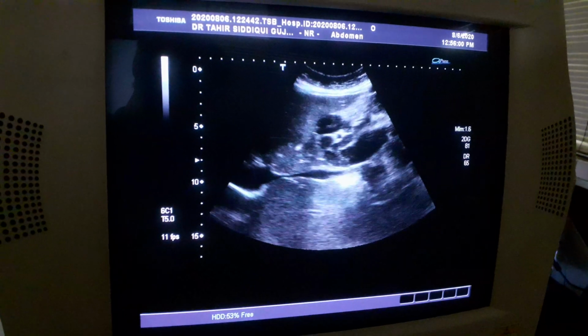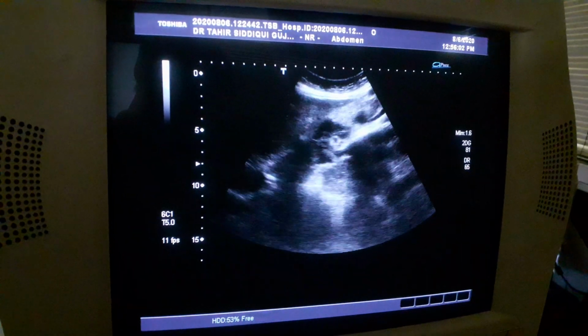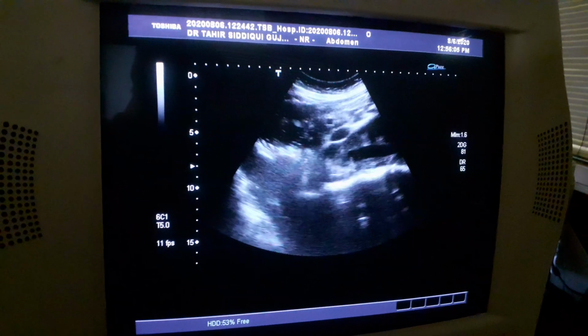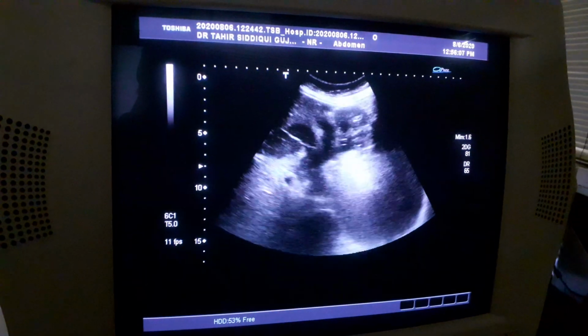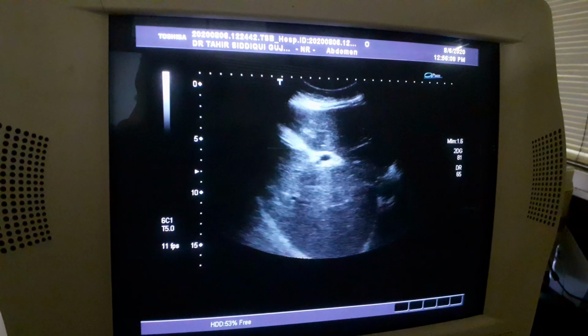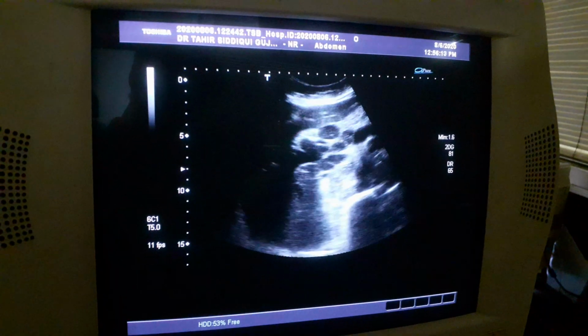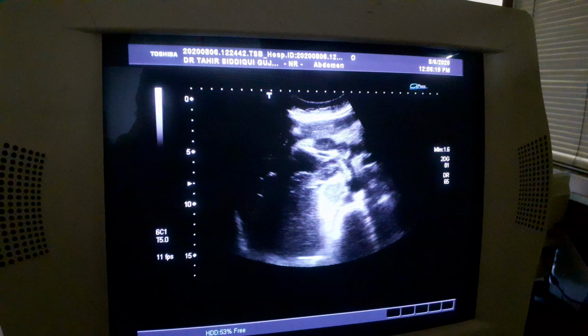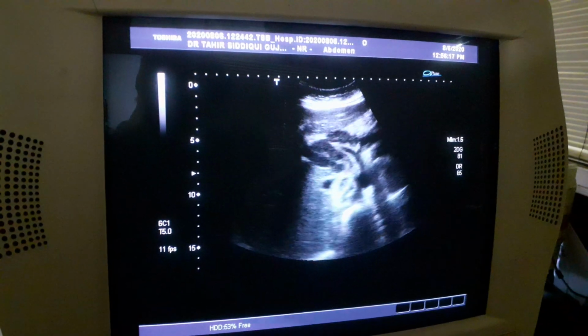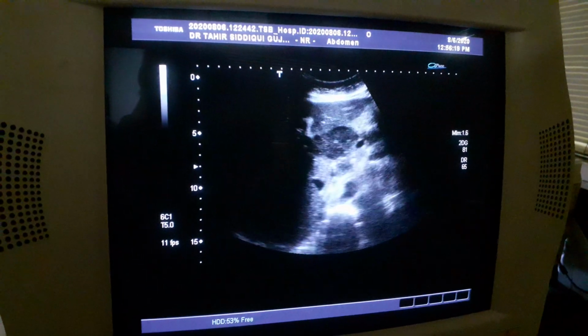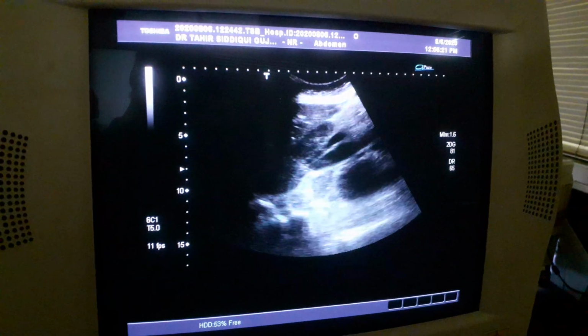this is the IVC, and otherwise the liver is normal. See, the liver is normal, except for few lymph nodes at the paraceliac and paraportahepatic region.